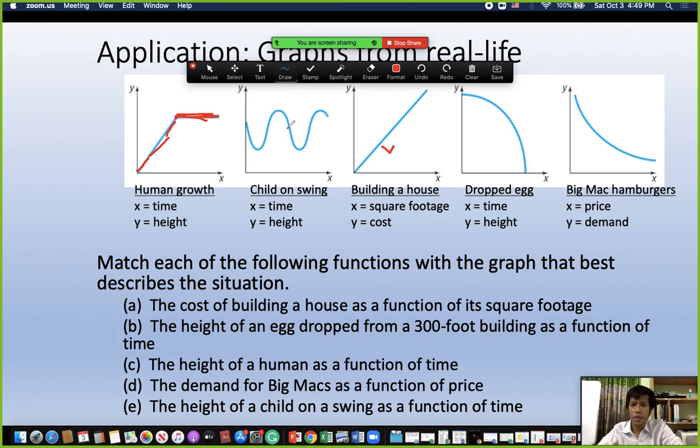So this actually is the time and height of a child on some swing. Swing is something like this: suppose some child sits here, and then it goes like this, or you can do this. This is a swing. You know.